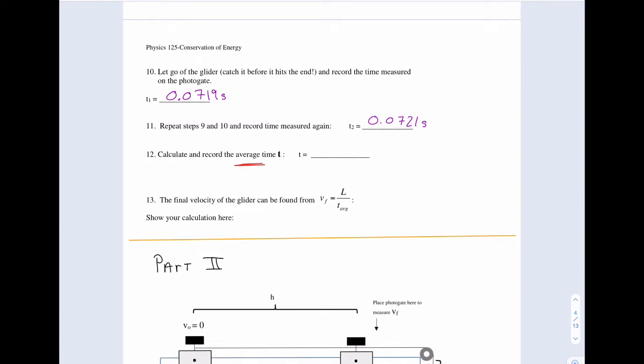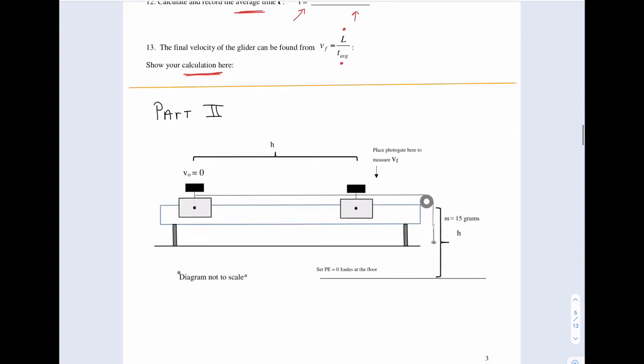So remember, this is our timer. The photo gate actually gets the time to 4 decimal places, so your average time is going to be to 4 decimal places. Then you calculate the final velocity of the glider, or the final speed. You know the length of the flag, and the T average is that one right there. So on your lab, you're going to show your calculations.